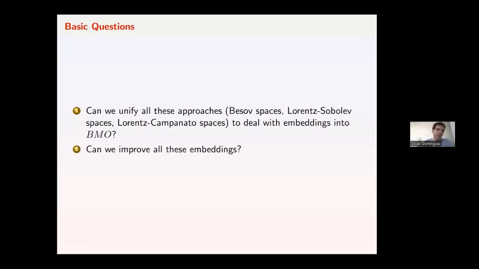But the question is, can we unify all these approaches? More interestingly, can we improve all these embeddings? Because again, dealing with optimality assertions, it's very important to fix what is the pool of competitors we are dealing with. So let's see.